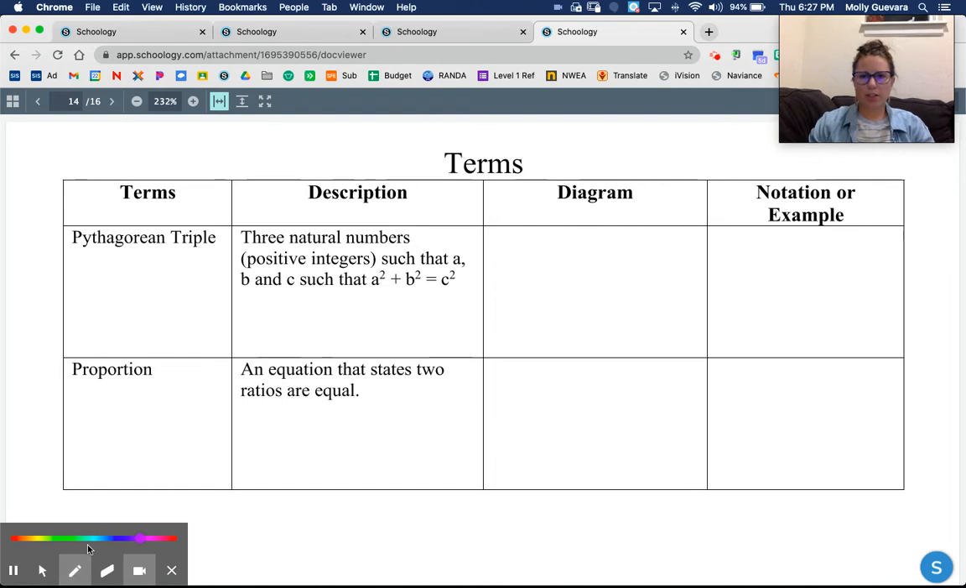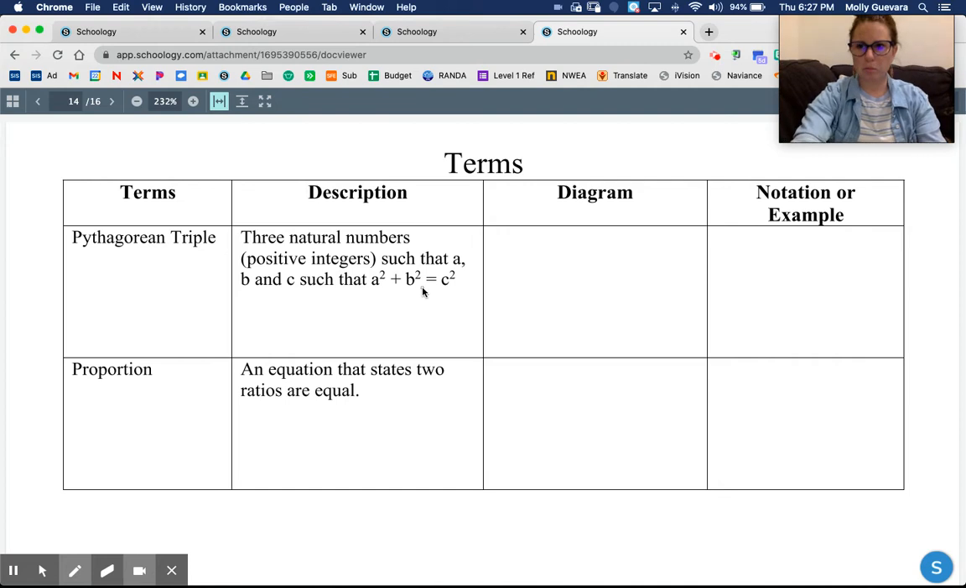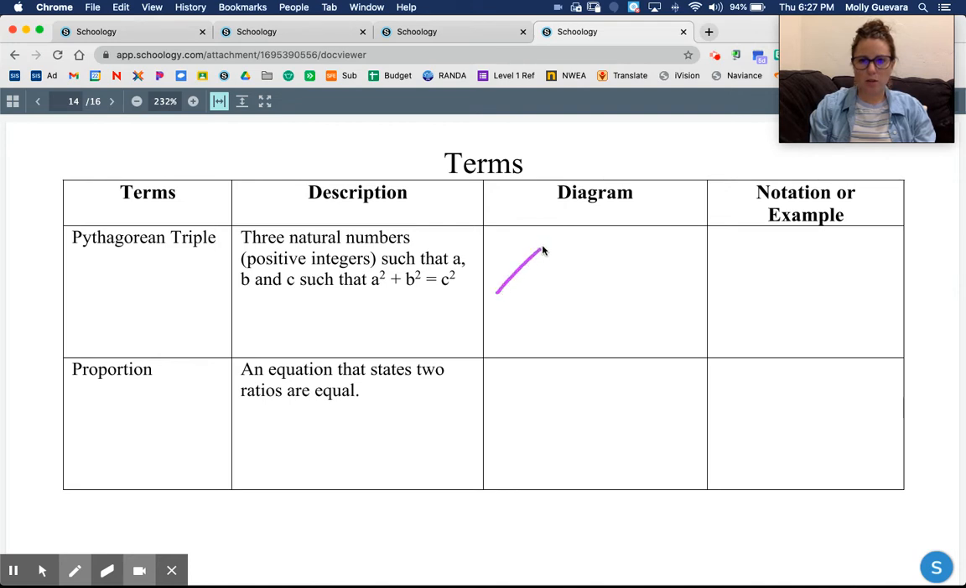Okay, so here we have our terms. Our only new term that we're going to look at today is our Pythagorean triples. These are three natural numbers or positive numbers that work in the Pythagorean theorem, right? Which is a squared plus b squared equals c squared. So any three numbers that make this equation true are considered a Pythagorean triple. There are special ones that come up quite often, and if you see them, then you automatically know that you're dealing with a right triangle.